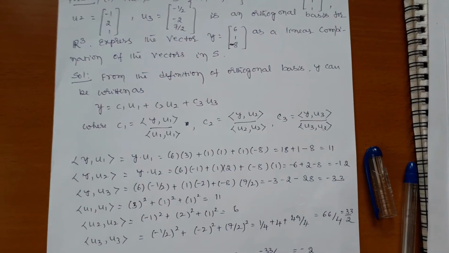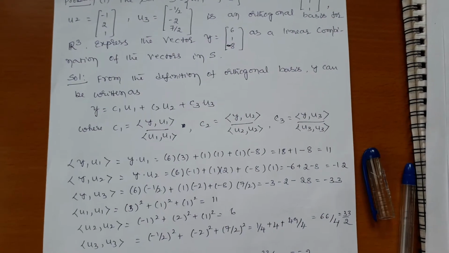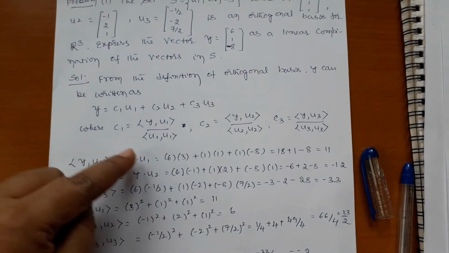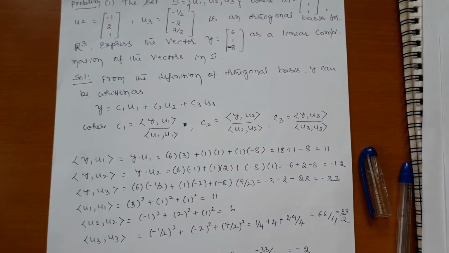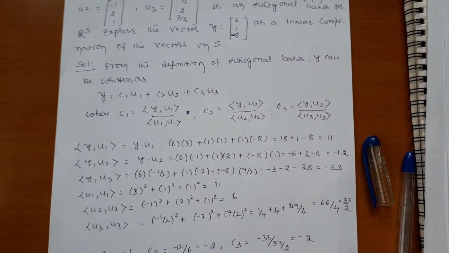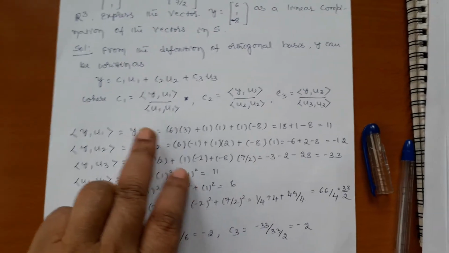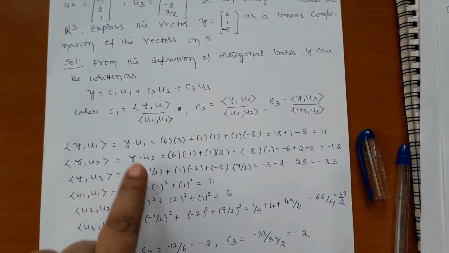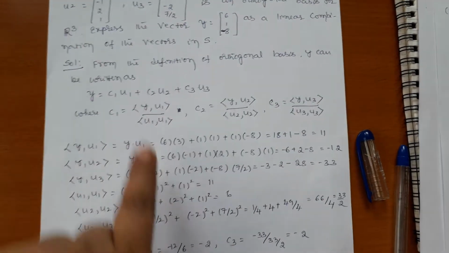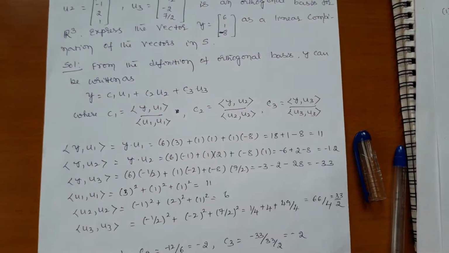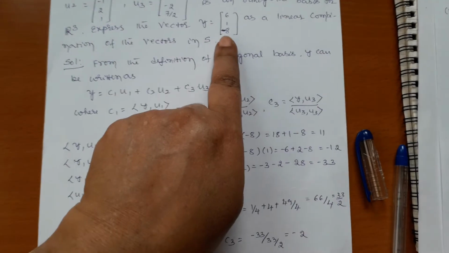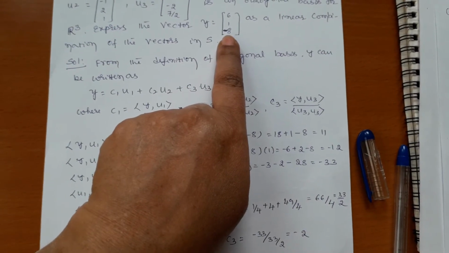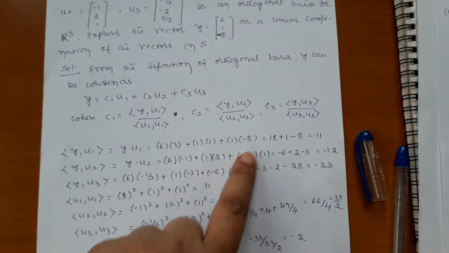Suppose these vectors are orthogonal basis. How to find out that C1, C2, C3? Just now we derived the result for orthogonal basis. Now, first you find out y comma u1. You have y, you have u1, y dot u1. If you want to find it directly, you take the transpose of that. Y dot u1 is 6 into 3 plus 1 into 1 plus 1 into minus 8.